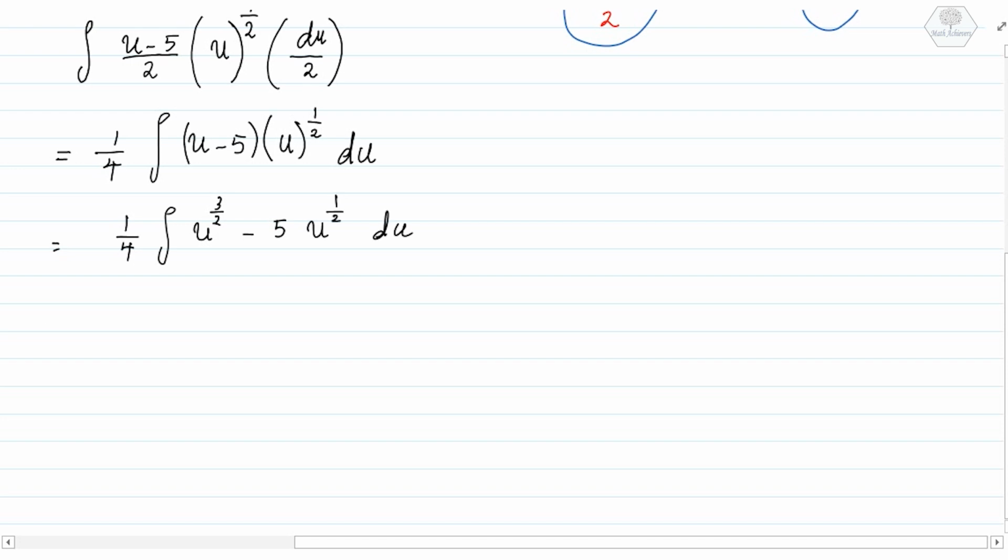Now I can integrate. So it's 1 over 4 times the integration of: this becomes, adding 1, u to the power of 5 over 2, multiplied by 2 over 5 because we need to divide by the power. When you divide by 5 over 2, you multiply by the reciprocal, so you multiply by 2 over 5. Minus 5 u to the power of, we add 1 to the half, it becomes 3 over 2, and we multiply by the reciprocal of the power as well, which is 2 over 3.